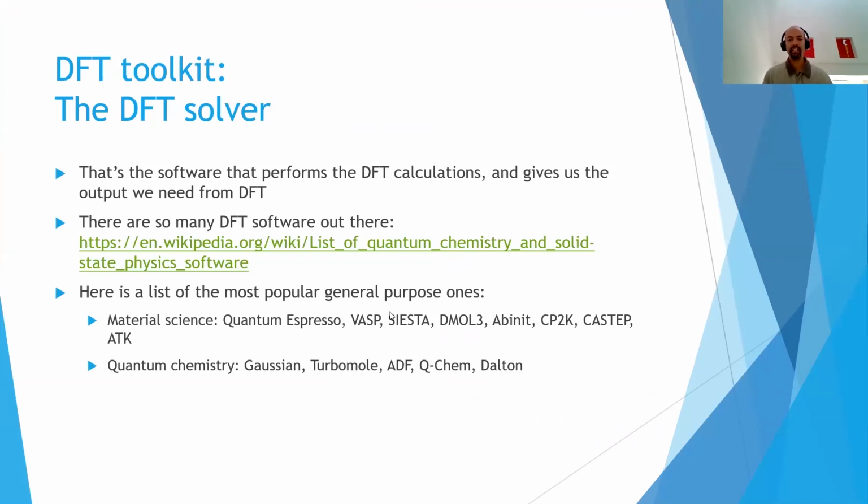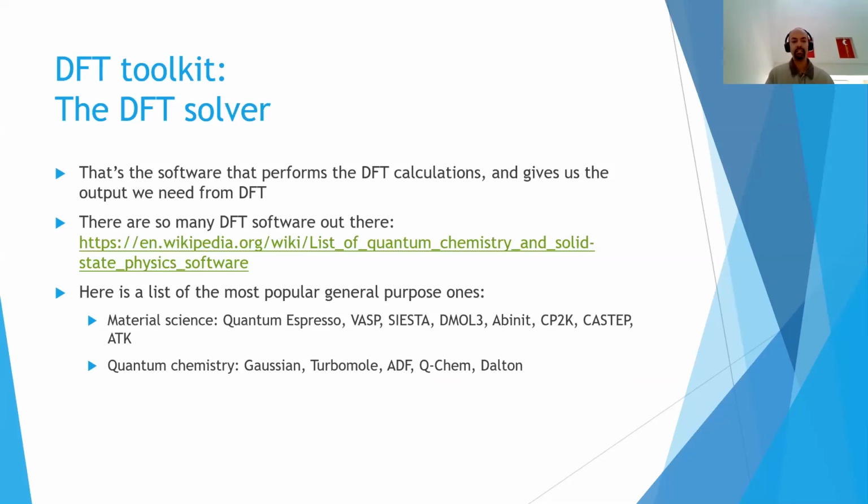So Quantum Espresso, open source. VASP is paid. Siesta, open source. DMol is paid. ABINIT and CP2K are free. CASTEP is paid, and ATK is paid. Yeah, it's actually pretty expensive.